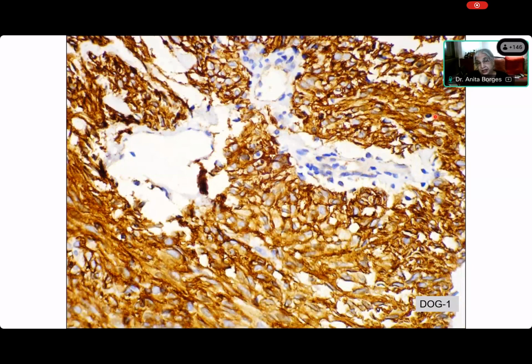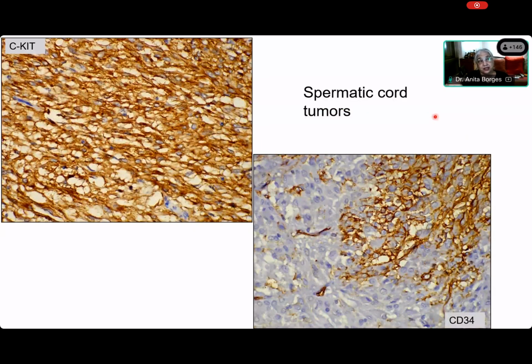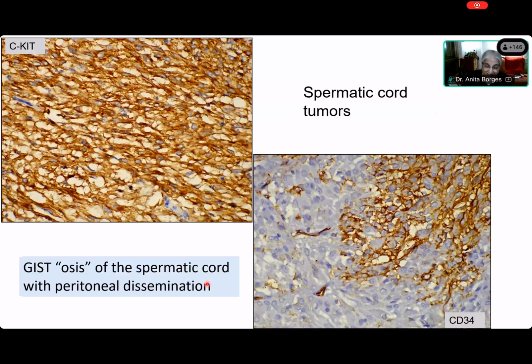So we went back to the spermatic cord tumor and did CD117 and DOG1 on that tumor, and you see that they are both positive. CD34 is also positive in this. So here's 34, and there is C-KIT on that tumor. So what is this case now? Instead of leiomyomatosis, this is a GIST. In other words, it's a gastrointestinal stromal tumor of the spermatic cord with peritoneal dissemination.